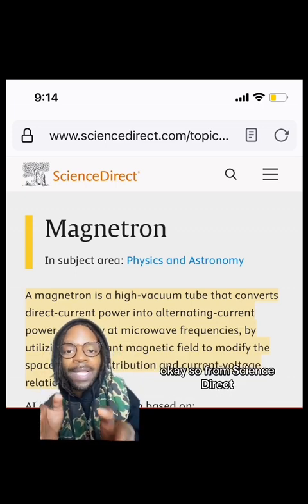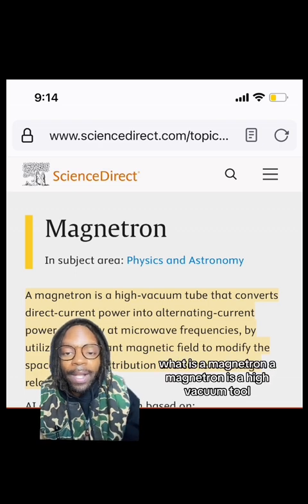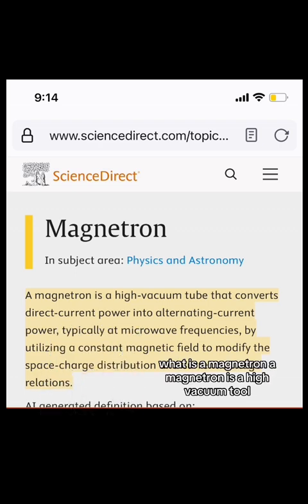So, from ScienceDirect, what is a magnetron? A magnetron is a high vacuum tube that converts direct current power into alternating current power, typically at microwave frequencies, by utilizing a constant magnetic field to modify the space charge distribution and current voltage relations.